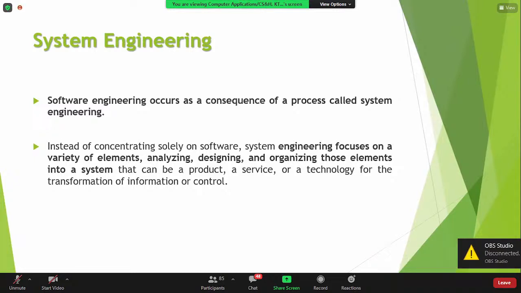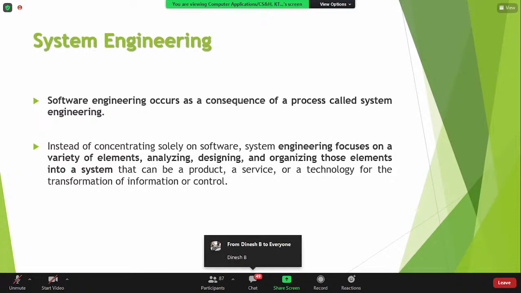The system engineering, in the sense, is how they are focusing on the problem, how they are interpreting the problems, and how they are allocating the work. This is the analysis phase, design phase, how they are working on that, how much duration they have been allotting. All these things, system engineering is looking after. Instead of concentrating solely on the software, system engineering focuses on a variety of elements, analyzing, designing, and organizing those elements into a system that can be a product.